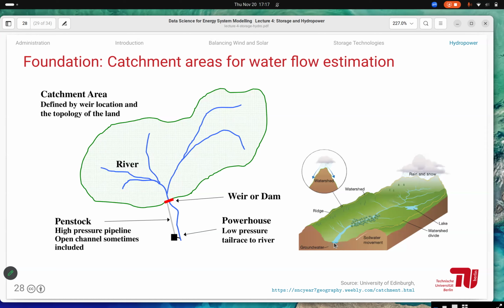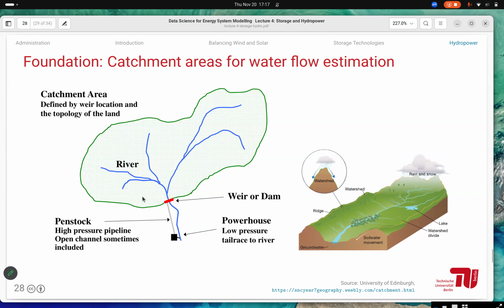We have two elements here that you combine: weather data to look at how much water is in this area, and then to calculate the area itself, you would need to look at elevation data. So that's one important consideration. How big is your catchment area? How much water do you have here?